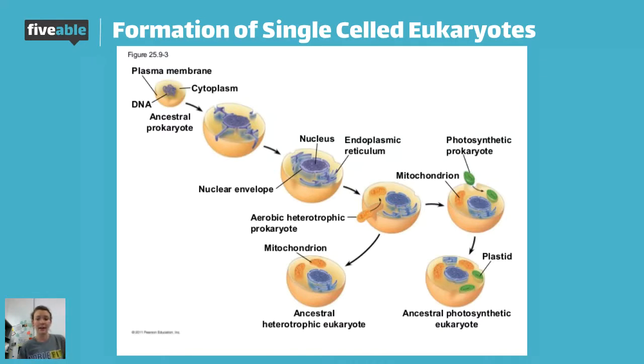amazing eukaryotic cells. Then over time, those same really amazing eukaryotic cells probably engulfed a photosynthetic prokaryote, perhaps a cyanobacteria, which would have been the precursor then to the plant cell. Okay, so how do we know this to be true? Well, there's a lot of different data.